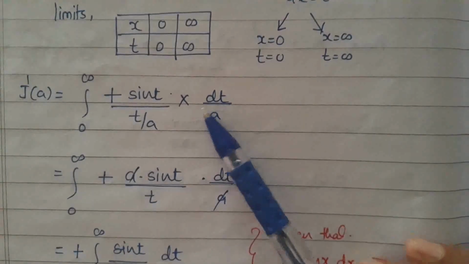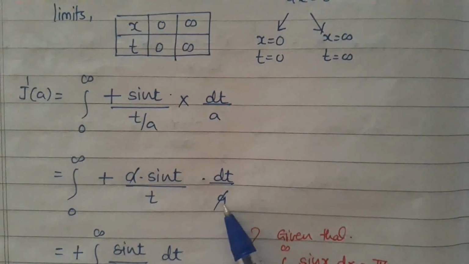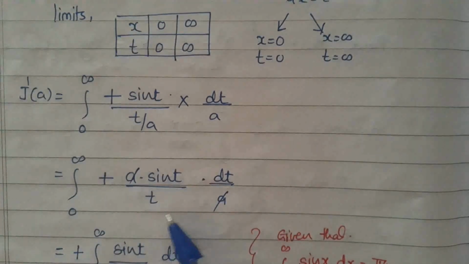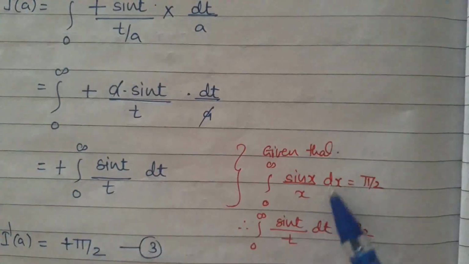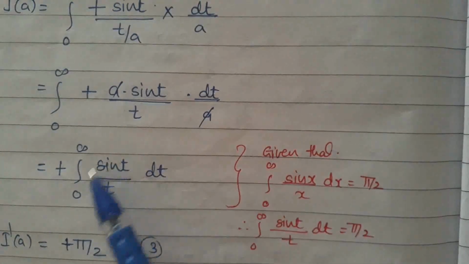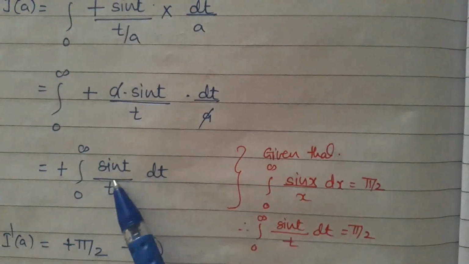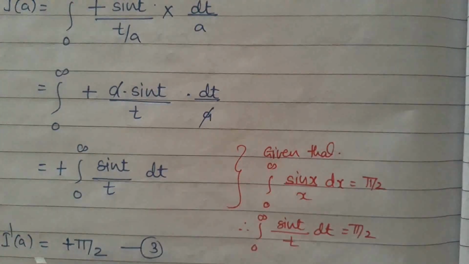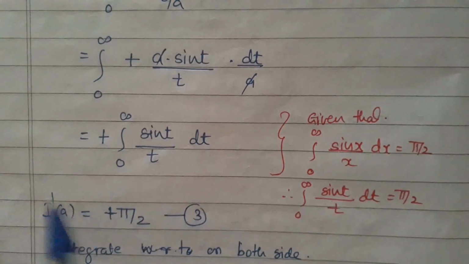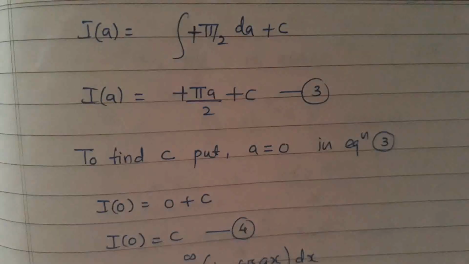So using all the substitution, the next step is here. This small a will get cancelled, constant will get cancelled, and this is equal to integral 0 to infinity sin t upon t dt. Now use this given result here: integral 0 to infinity sin x upon x dx is equal to pi by 2. Only the variable is changed. Variables are immaterial in the definite integral, so you can use the value of this integral as pi by 2. Therefore I dash of a is equal to pi by 2. Equation number 3.